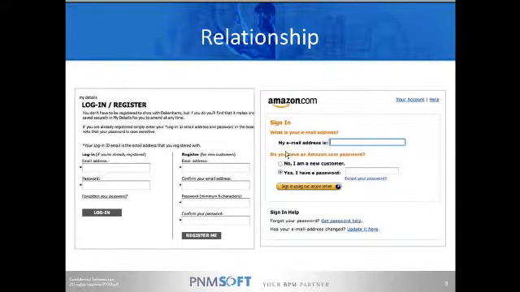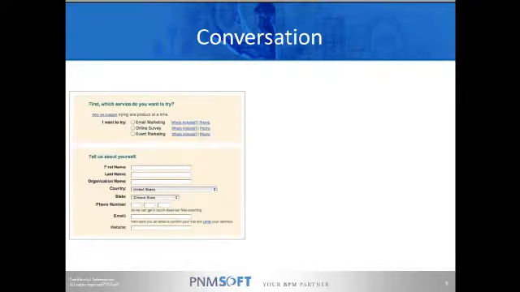So those are two ways. I wouldn't say that the Debenhams way is wrong or bad, but the Amazon way is keeping the form clean and establishing a relationship perhaps in a more fluid, easier to use way. Let's take a look at the conversation element.